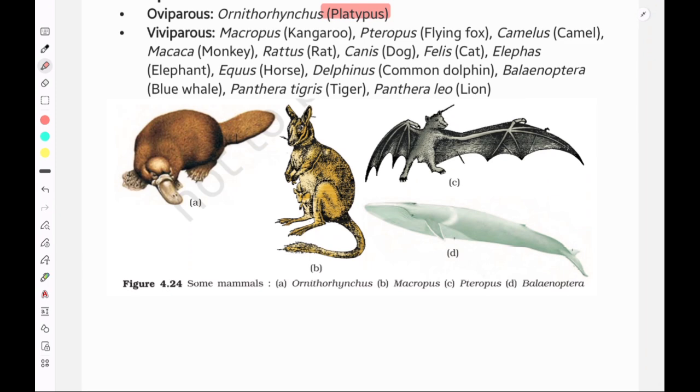In our next video, we will compare all the phyla of the kingdom Animalia with the help of a table which is given in.